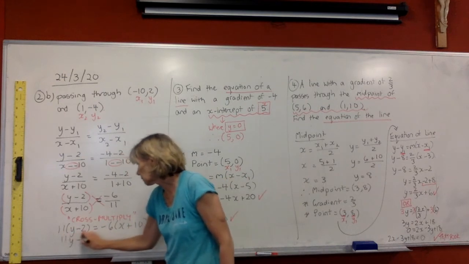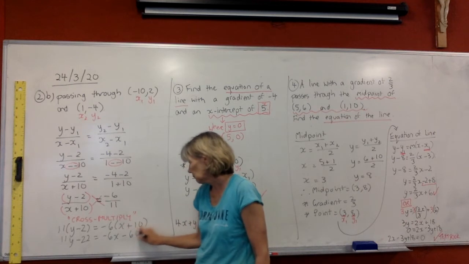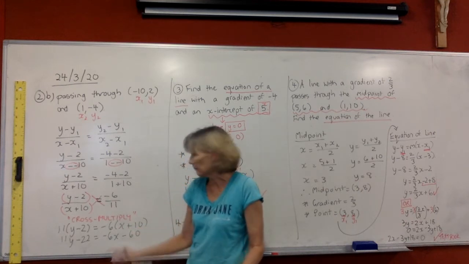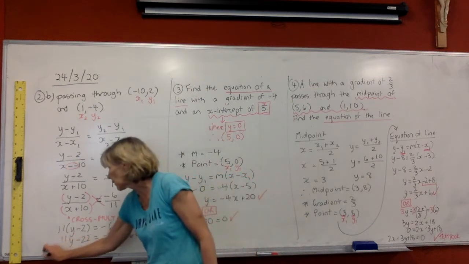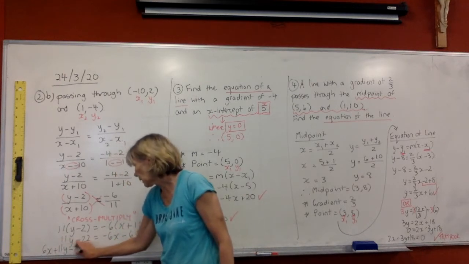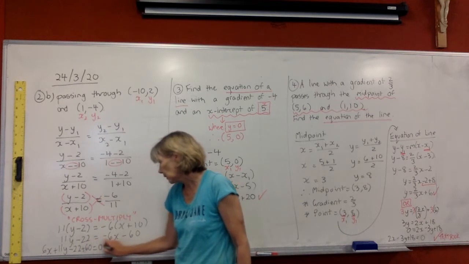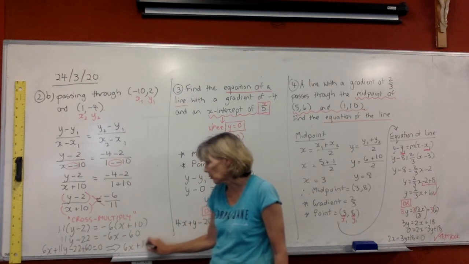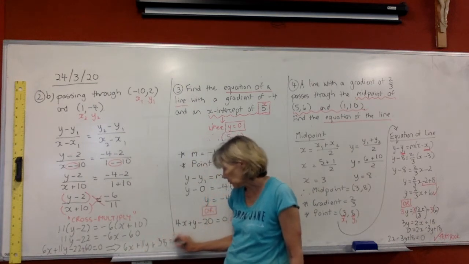Expand your brackets. Get all the things over to one side with a 0, but we want to actually make the x term positive, so I'm going to bring that over first. Keep the 11y and bring our numbers over here. I'm running out of room, but you can see the answer is going to be 6x plus 11y plus 38 equals 0.